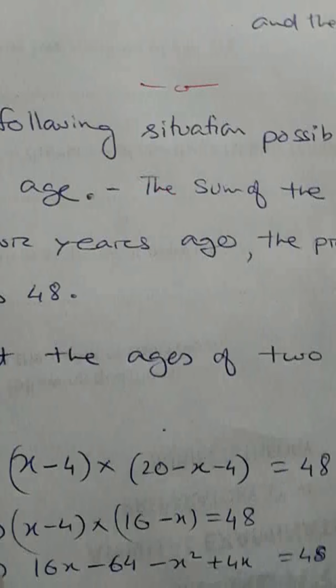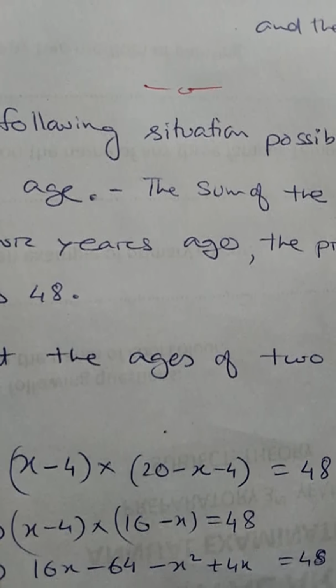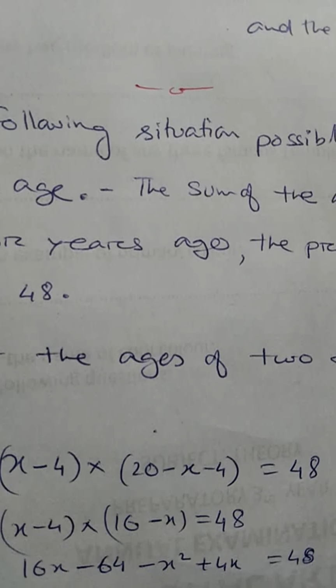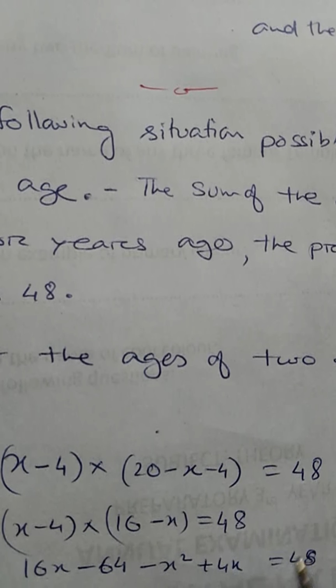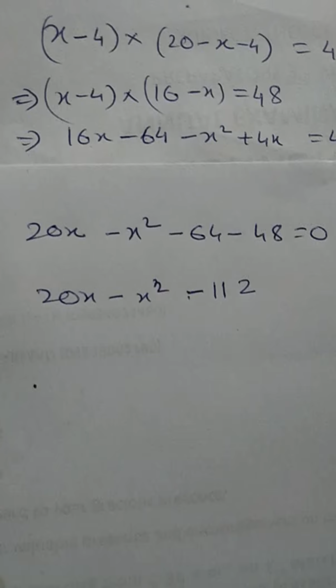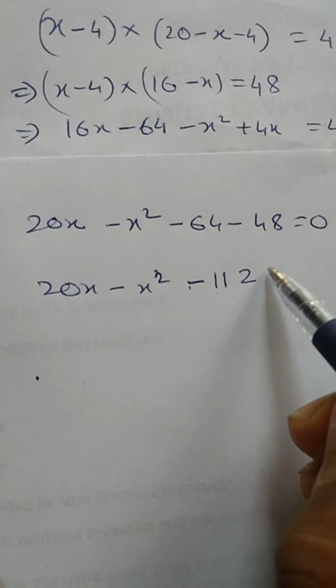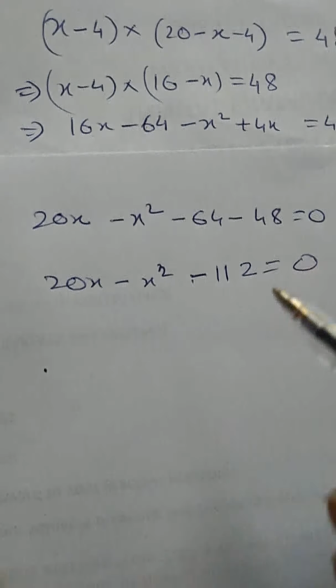Now if we multiply, then we'll get this expression. Next we'll convert all to the left hand side, and you can get this equation equals to 0.